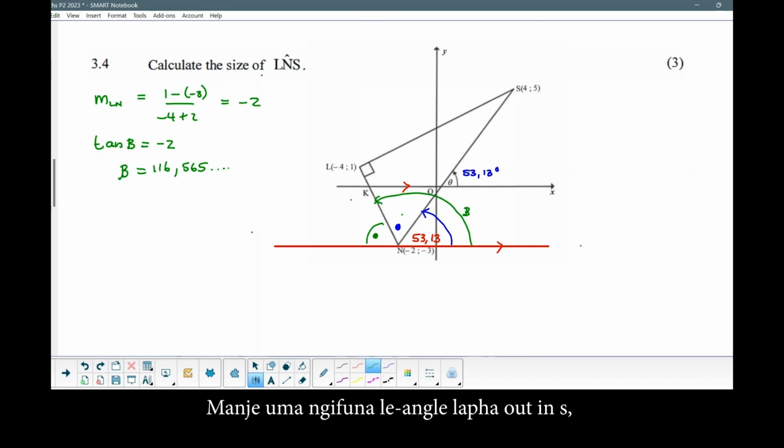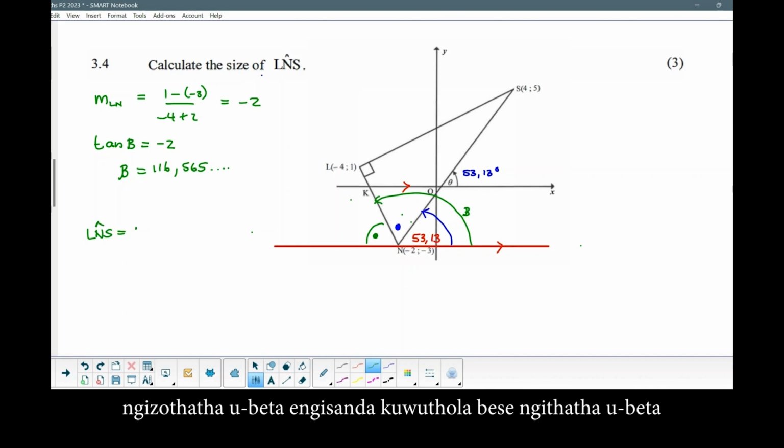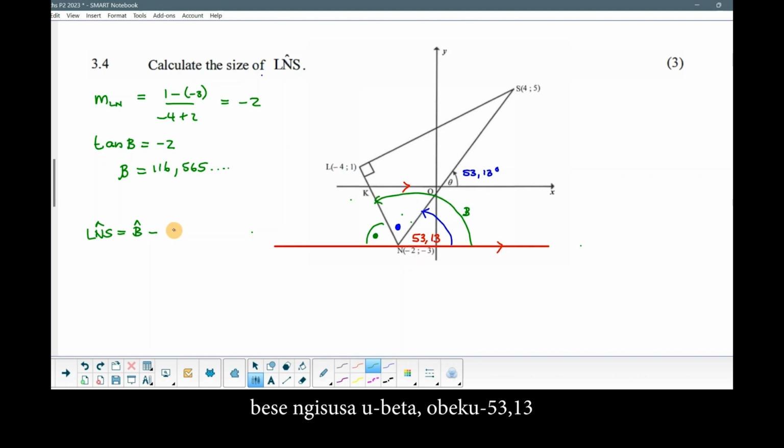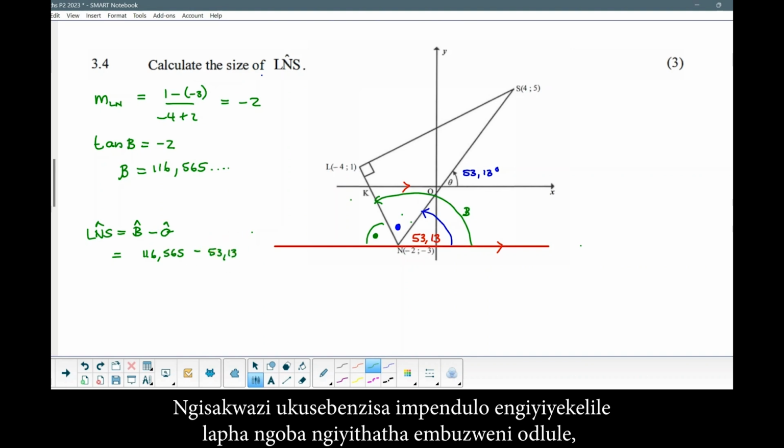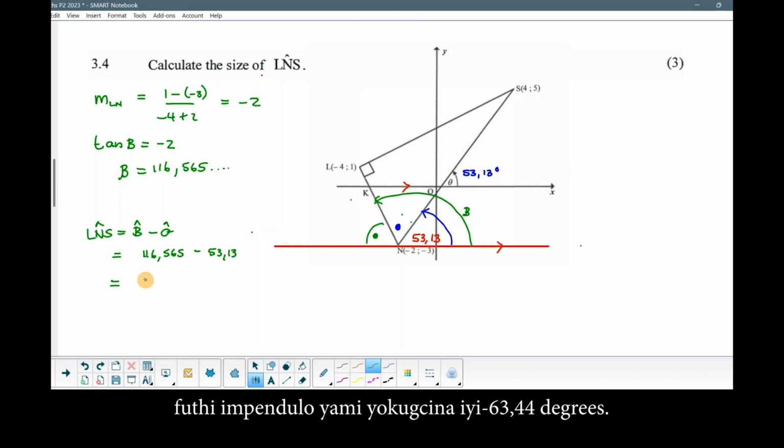So like I said at the start, if I want to find this angle here, LNS, I've got to take beta, which I've just found, angle beta, and subtract theta, which was the 53,13, and that would give me 116,565 minus 53,13. I can use a rounded answer here because I'm bringing it from a previous question, and my final answer is 63,44 degrees.